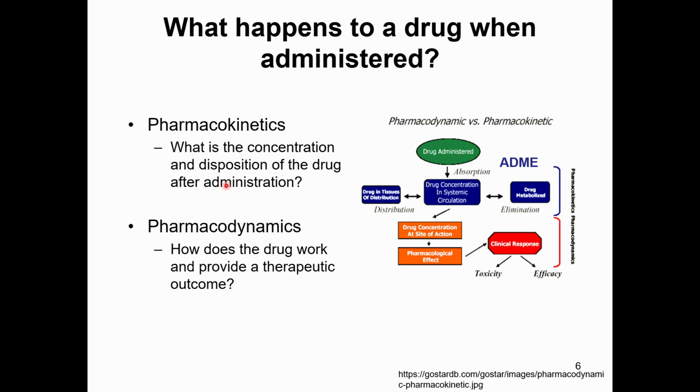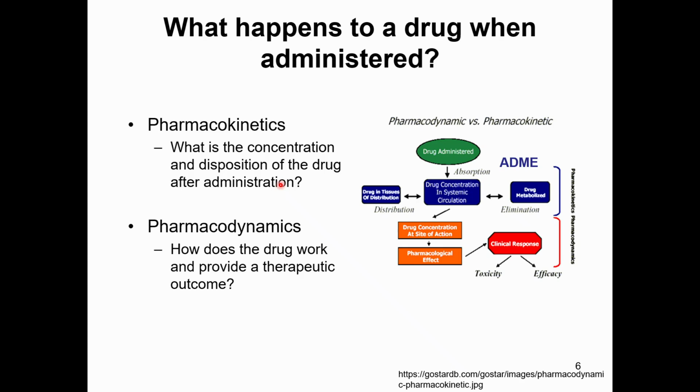Okay, so pharmacokinetics. Basically, what is the concentration of the drug after it's administered, and also how that varies over time? How quickly does it get into your system? What levels does it build up to? And how long does it persist? That's all a pharmacokinetics concern. Basically, what is the concentration over time after a single dose? What's the disposition of the drug after administration? And by disposition, I mean, where does it go?